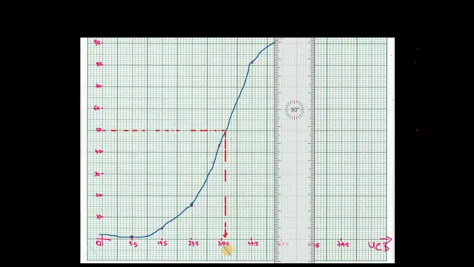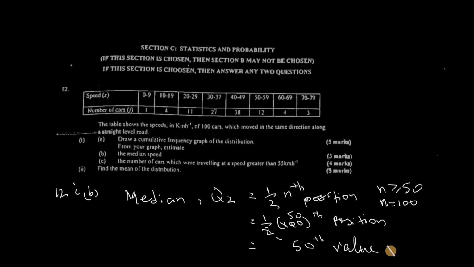This is 39.5. If you look carefully, we see our arrow is pointing at 40.5. This is the 40.5 here. So it means from the graph, the median is 40.5. So from the graph, the 50th value is 40.5. It means the median is 40.5 kilometers per hour. The speed was given in kilometers per hour, so this value, since it's read from the x-axis, should be 40.5 kilometers per hour.